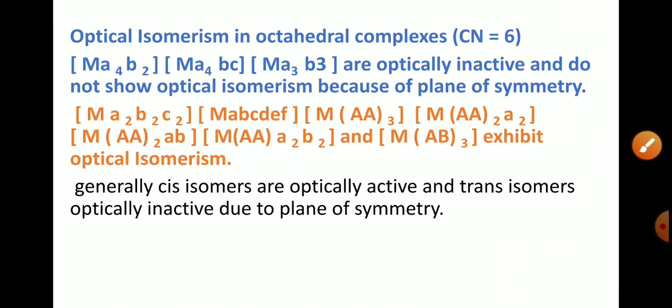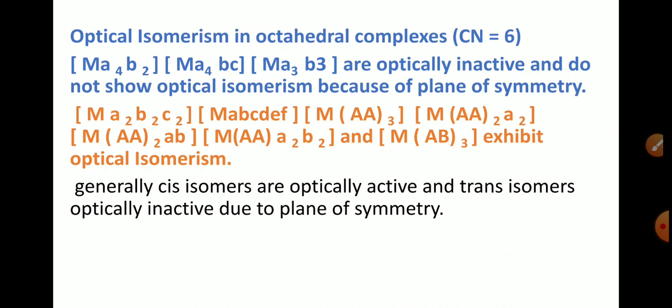Next is optical isomerism in octahedral complexes. Octahedral complexes have coordination number 6, because 6 ligands are attached to the central metal ion. Ma4b2 type, Ma4bc type and Ma3b3 type are optically inactive and do not show optical isomerism because of the plane of symmetry.